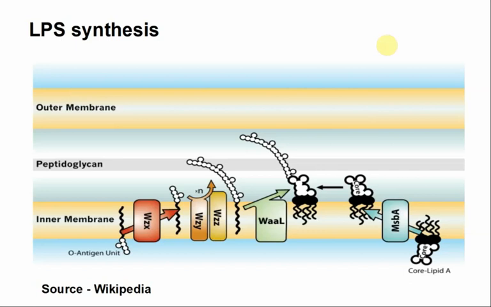So the core oligosaccharide is synthesized in the cytosol, bound onto the lipid A part. Then there's a flippase that's going to flip the whole thing over so that this becomes transported into the periplasm. So that's for the core oligosaccharide lipid A. How about the O antigen repeats?